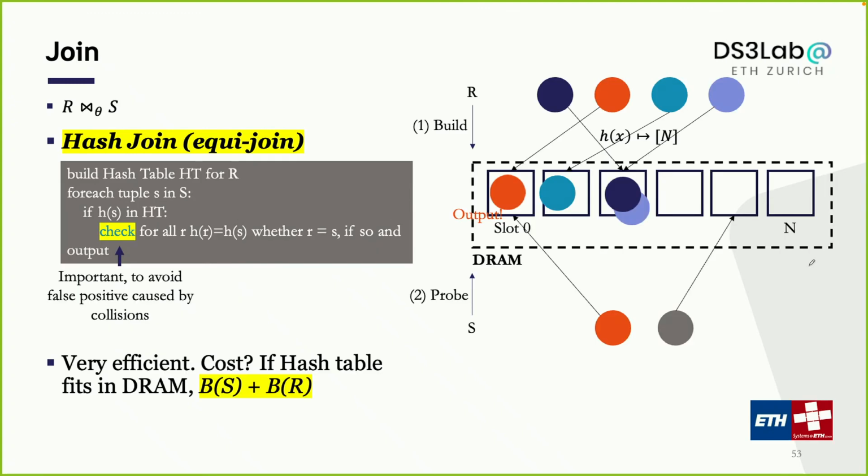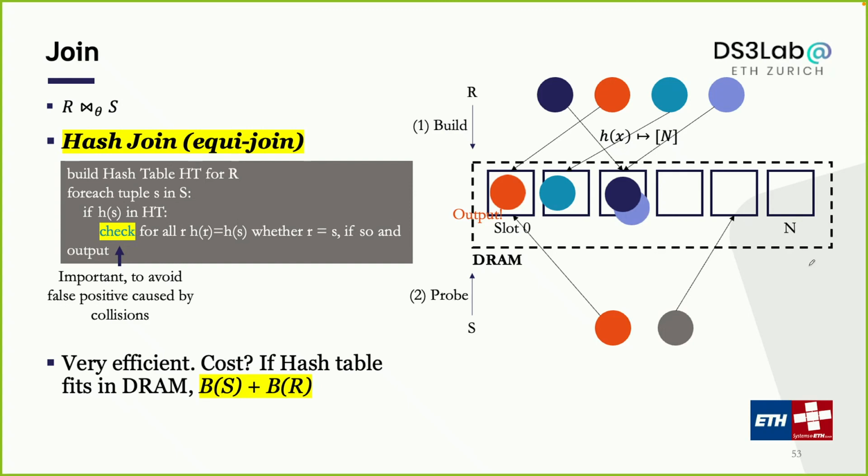So the I/O cost of this is actually fascinating. What is the I/O cost in joining these two different relations? I scan R once, I scan S once, and then I'm done. This is interesting, right?